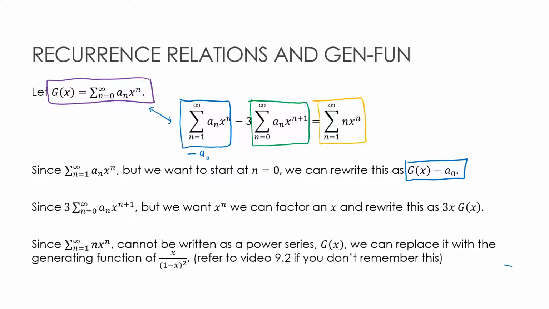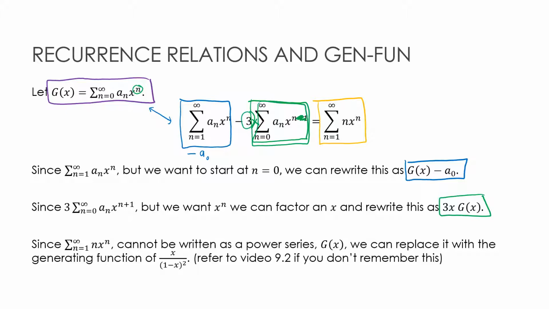I've got the 3 on the outside, so I'm just going to leave the 3 out there. And the only issue I have here is I want it to be x to the n, and this is x to the n plus 1, so really I just have an extra x. So I'm going to factor out an x, and that's going to change that to just a sub n x to the n. So now all of the stuff in here is g of x. So I can rewrite that as 3x times g of x.